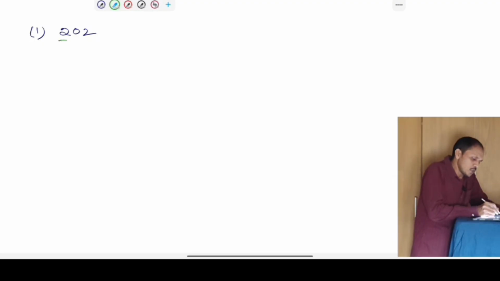Here there are 2 non-zero numbers and 1 zero between the non-zero numbers. So according to the first rule, 2 and 2 are significant. According to the second rule, 0 is also significant. So there are 3 significants in total.